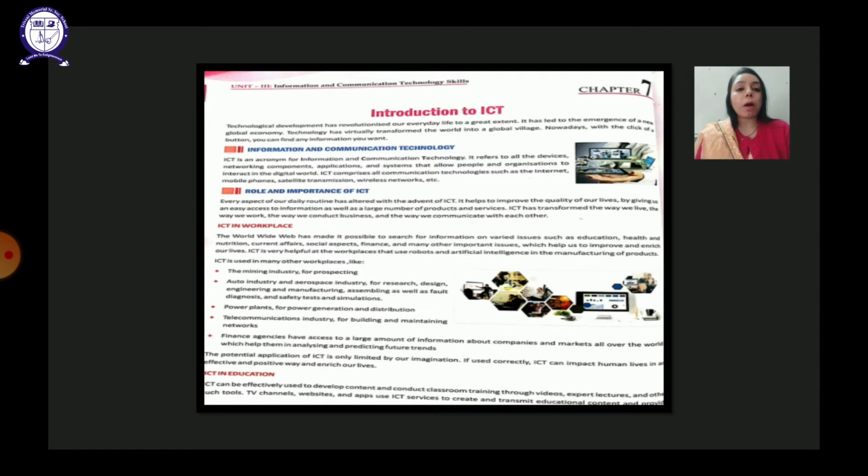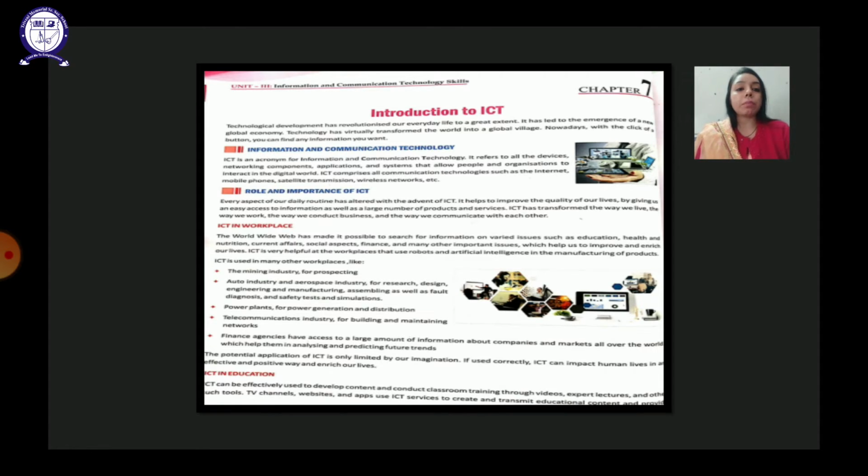Now we are going to learn about the role and importance of ICT. That is, what is the importance of information and communication technology in our daily life. We have seen that technology has advanced and it has made its mark in every field of our life. So the first importance of ICT is in the workplaces, that is the place where we do jobs. It can be any institution, any organization, any hospital, or any other place where we are working.